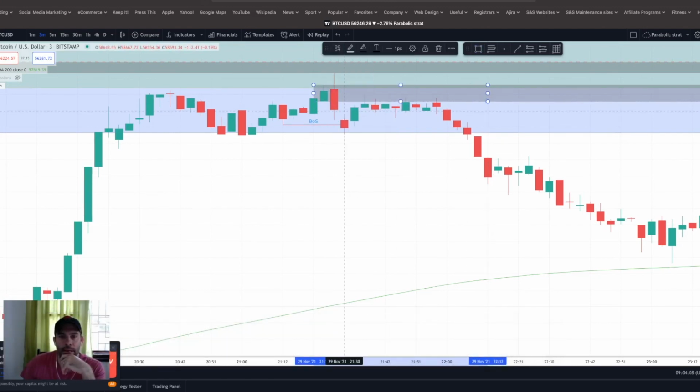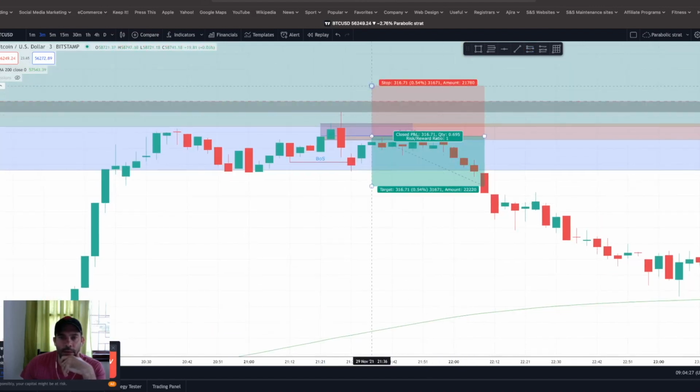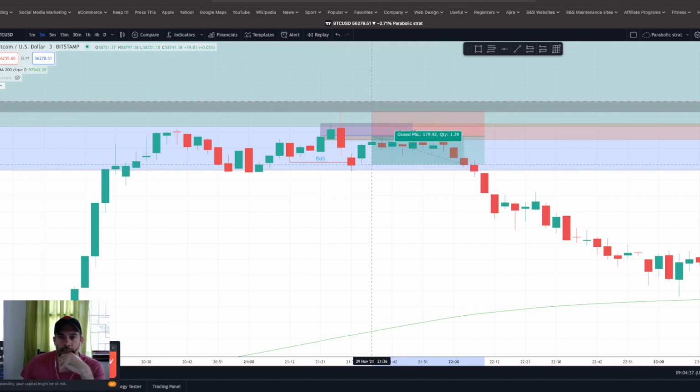That's my 3-minute, and I would wait for price to come back. Because it's 3 minutes, it's quite small, so I would look at entering off 25% of that order block. So we were tapped in over there. My stop would probably be that previous wick over there, just about there.